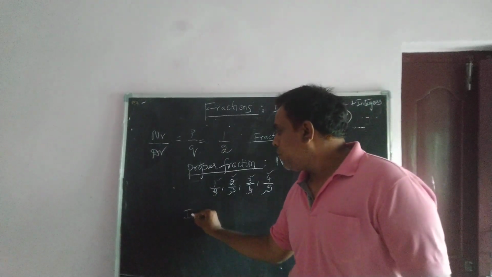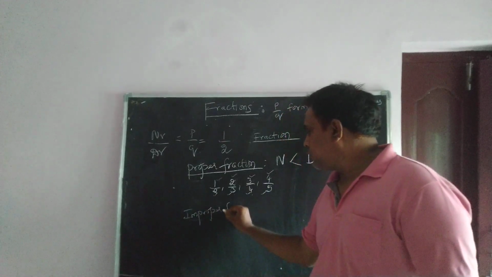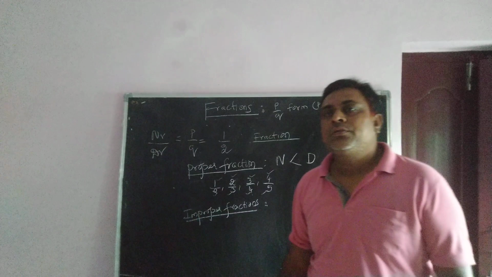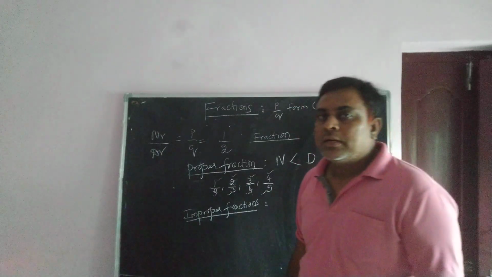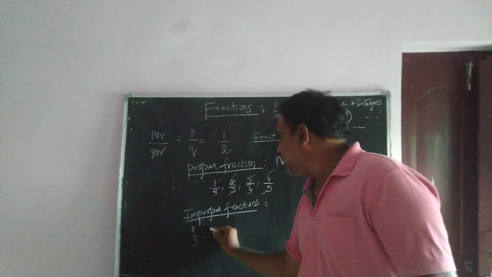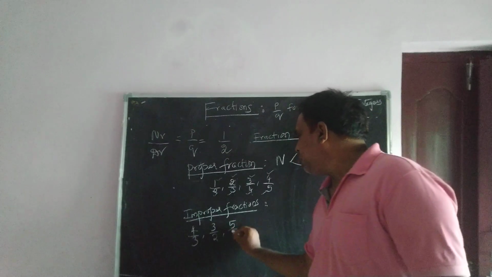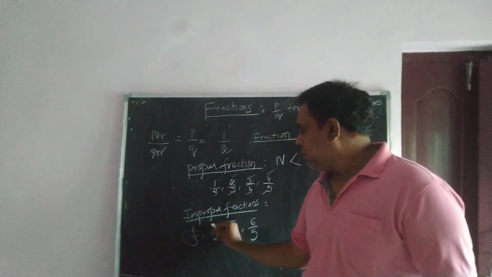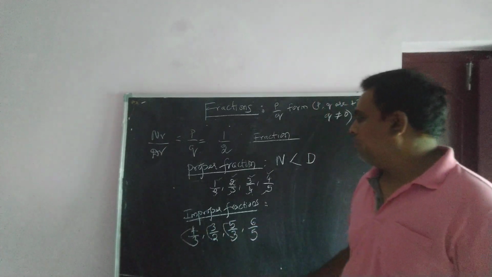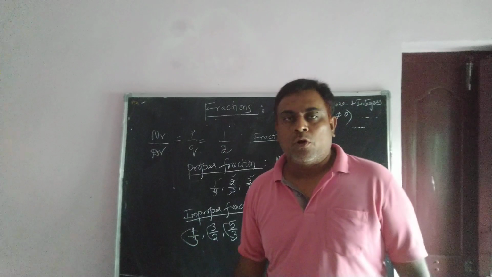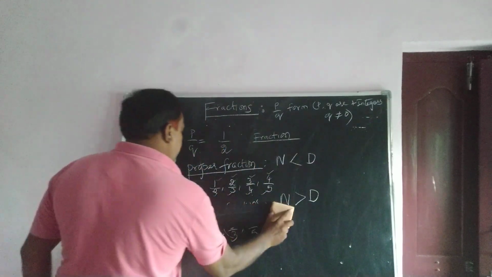Next are improper fractions. Improper fractions are the fractions in which the numerator is always greater than the denominator. For example, 4 by 3, 3 by 2, 5 by 3, 6 by 5. In all these fractions we can see that the numerator is greater than the denominator. If the numerator is greater than the denominator, such a fraction is called an improper fraction.